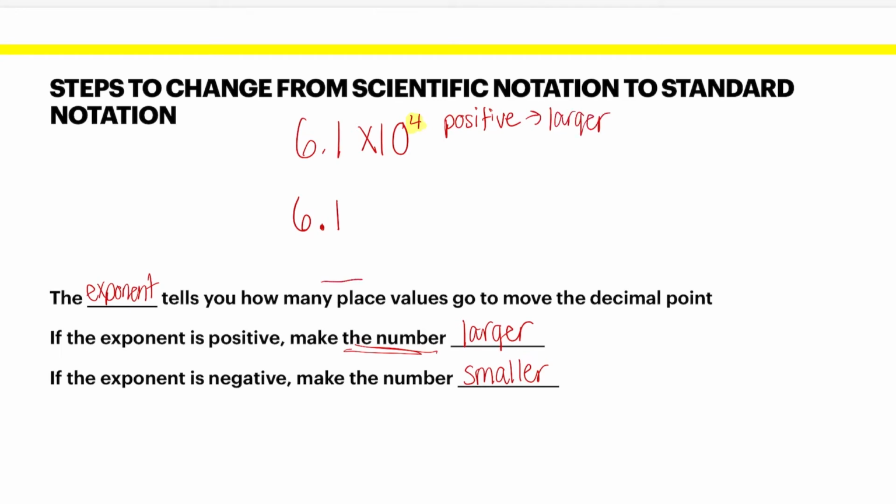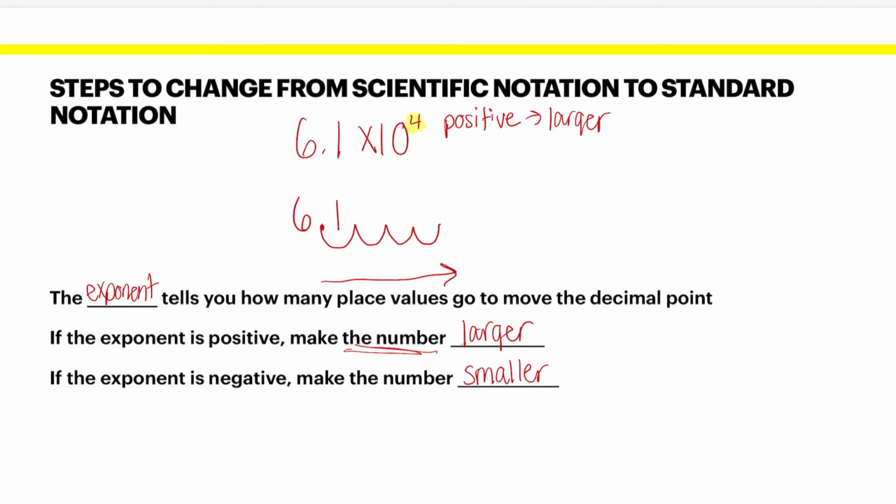So in order to make this larger, we have to move our decimal to the right. I don't really like you guys memorizing right or left, so I just say make the number look larger or make the number smaller. So we're going to take our decimal and move it 1, 2, 3, 4 times to make this front number a larger number.